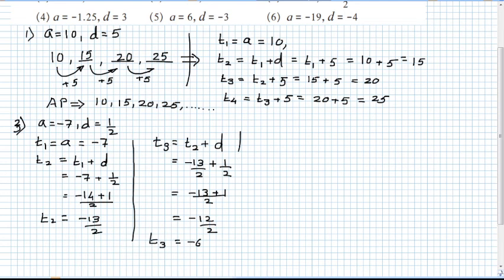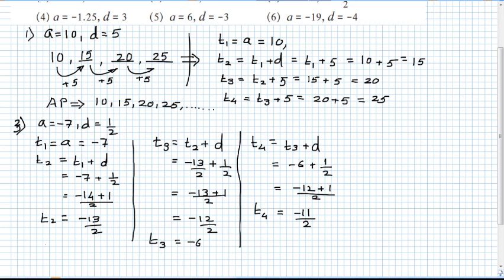Let us get one more term. Let us try to get T4. So how do you find out T4? T4. What is T4 now? Tell me. T3 plus D. Slightly we are doing the same steps. Okay. What is T3 now? Minus 6. We just got it. Plus what is D? Half. D is constant for all the things. That will be minus 12 plus 1 upon 2. Isn't it? That will be minus 11 upon 2. This is T4.